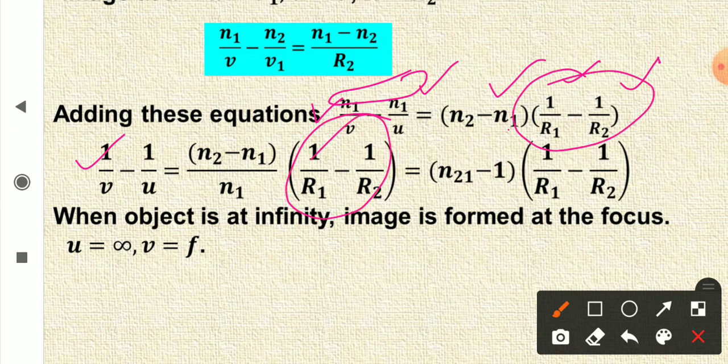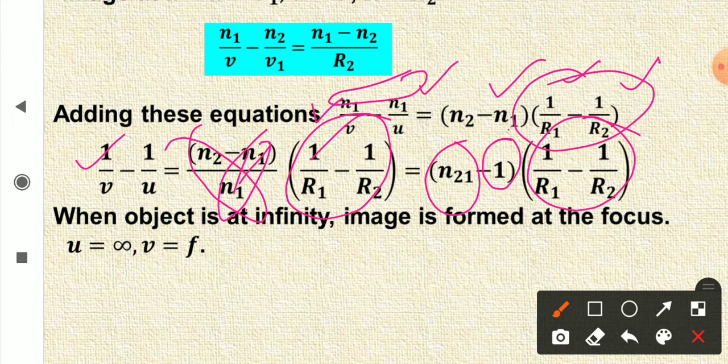And when you divide it, you get N2 upon N1 minus N1 upon N1. So N1 upon N1 gives you 1, and N2 upon N1 is the refractive index of the second medium with respect to the first medium. That is, the refractive index of the glass of the lens, or medium of the lens, with respect to the outside medium. And the term in bracket remains as it is.